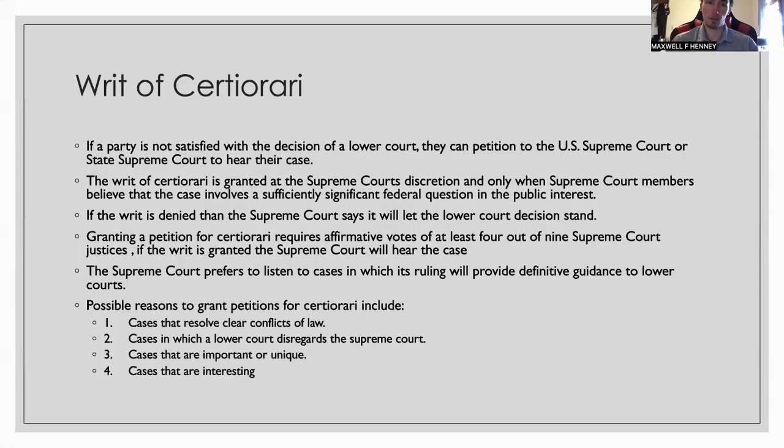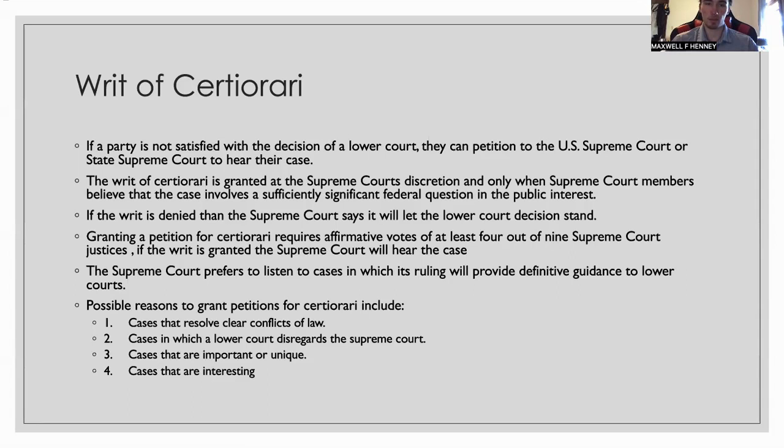Writ of certiorari. This is when a party is not satisfied with the decision of a lower court and they can petition the U.S. Supreme Court or the state Supreme Court to hear their case. The writ of certiorari is granted at the Supreme Court's discretion and only when the Supreme Court members believe that the case involves a sufficiently significant federal question in the public interest. If the writ is denied, then the Supreme Court says it will let the lower court decision stand.